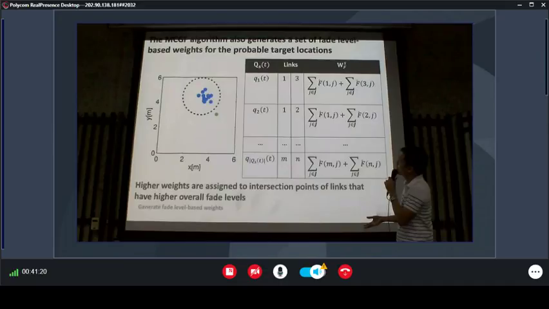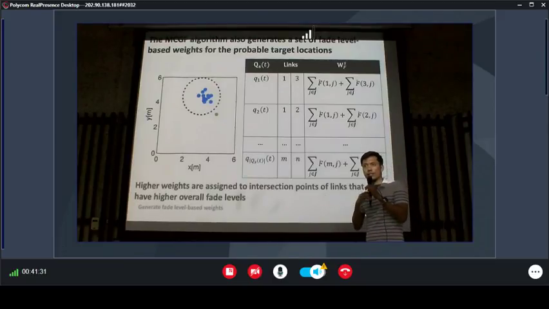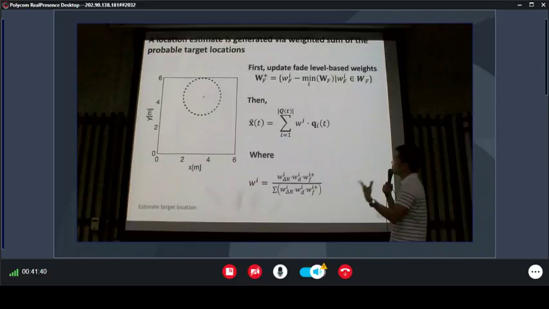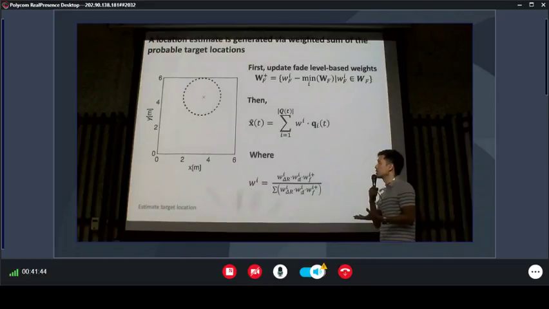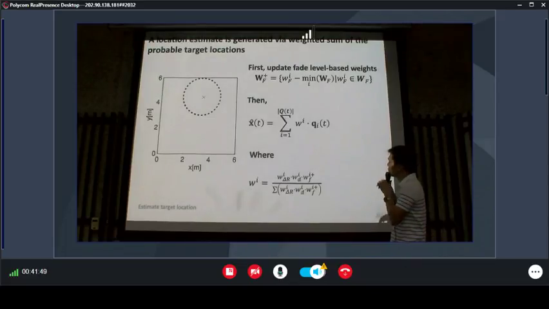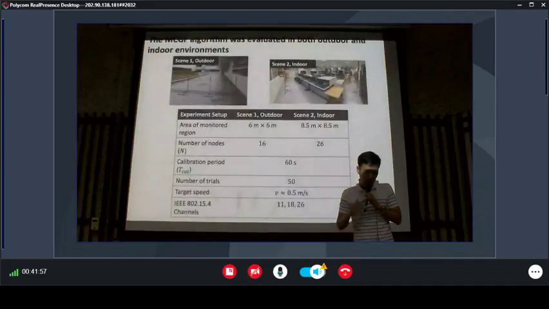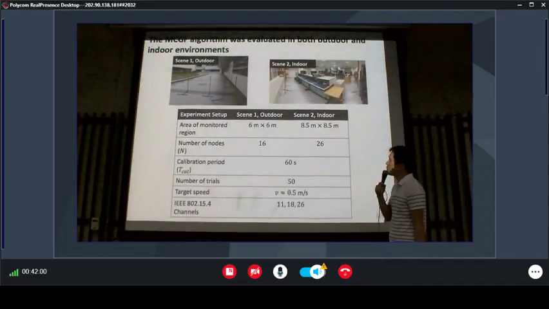But again, the multi-channel geometric filter algorithm uses the fade levels to assign additional weights. So essentially, higher weights are assigned to possible locations that belong to links intersecting with the high overall fade levels. And finally, the location estimates are generated via a weighted sum of those probable target locations. And again, different from the GF algorithm, in this version, we use the fade levels as an additional weight for those point estimates. So the MCGF algorithm was evaluated in both outdoor and indoor environments.